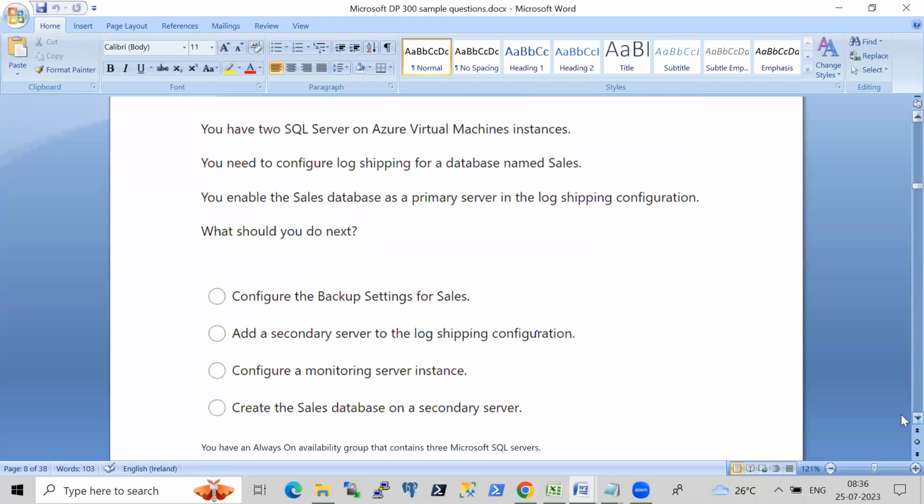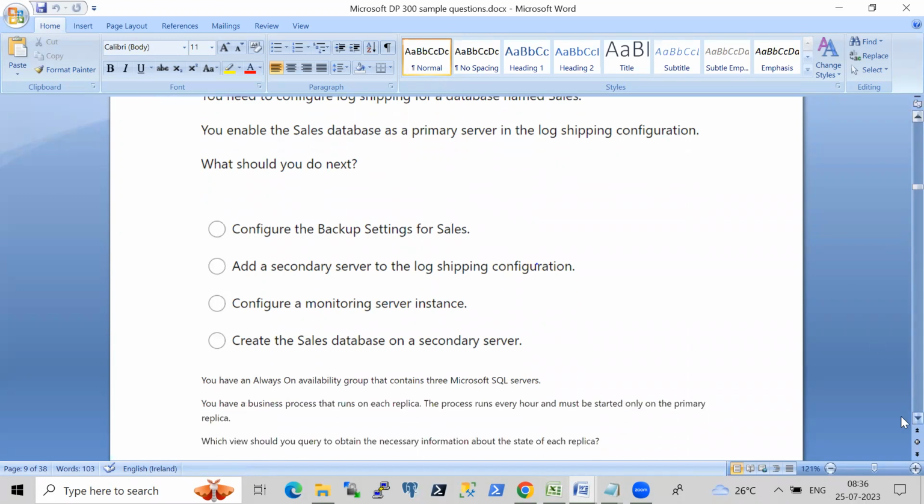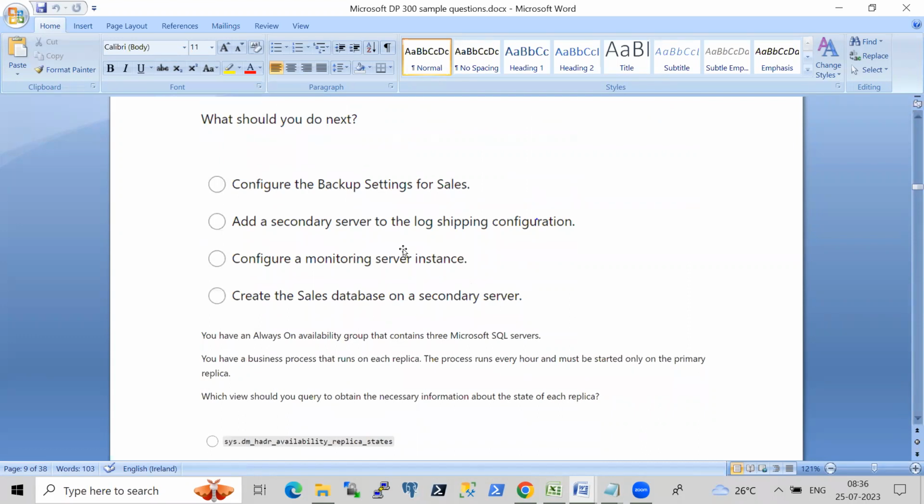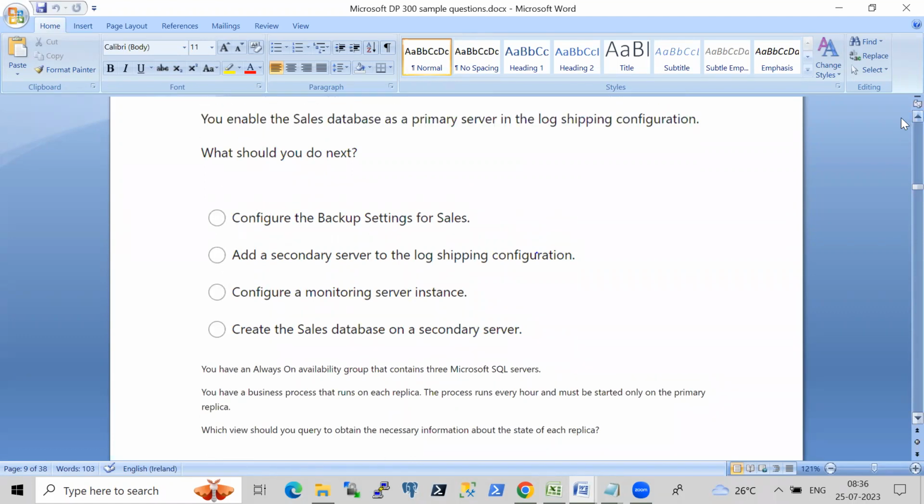Very simple log shipping question. I expect people to answer this. We have two SQL Server VMs. We need to configure log shipping for one of the databases named sales. You enabled the sales database as primary server in the log shipping configuration. What is the next option that I have to do? Backup settings for sales, adding the secondary server to log shipping, configuring the monitor server instance, or creating the sales database on the secondary server. After choosing the database for log shipping, what is the next step?